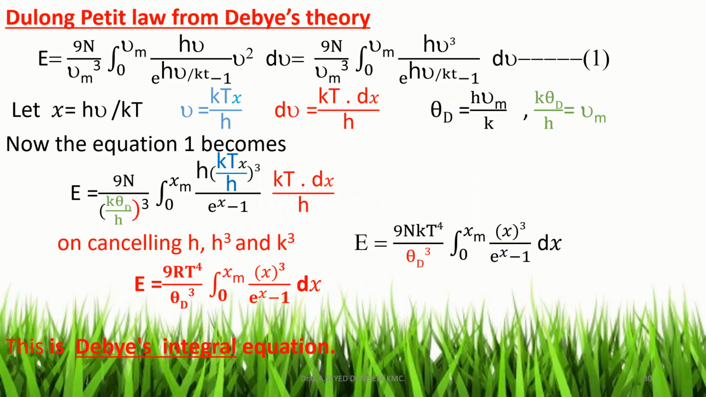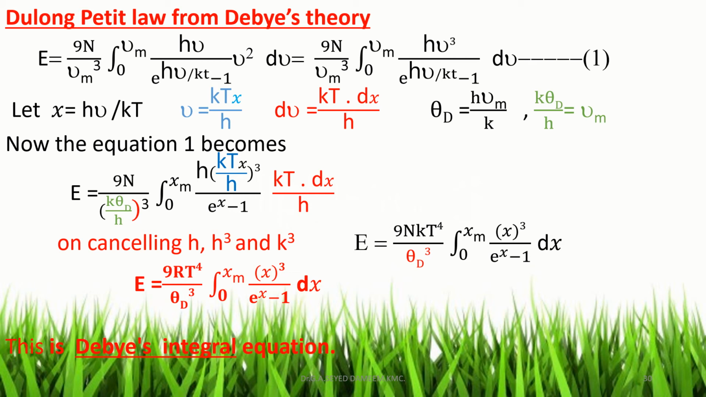Next topic, Dulong-Petit law from Debye's theory. According to Debye, energy is equal to 9N divided by ν_m³ integral 0 to ν_m hν³ dν divided by e^(hν/kT) minus 1.